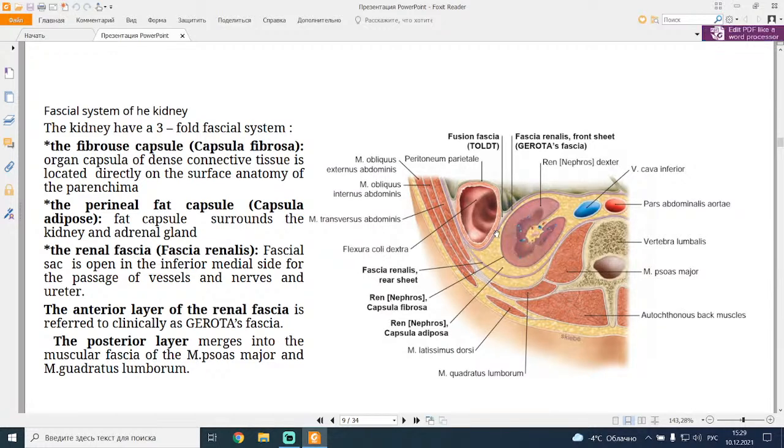The anterior layer of the renal fascia is referred to clinically as Gerota's fascia. The posterior layer merges into the muscular fascia of musculus psoas major and musculus quadratus lumborum.